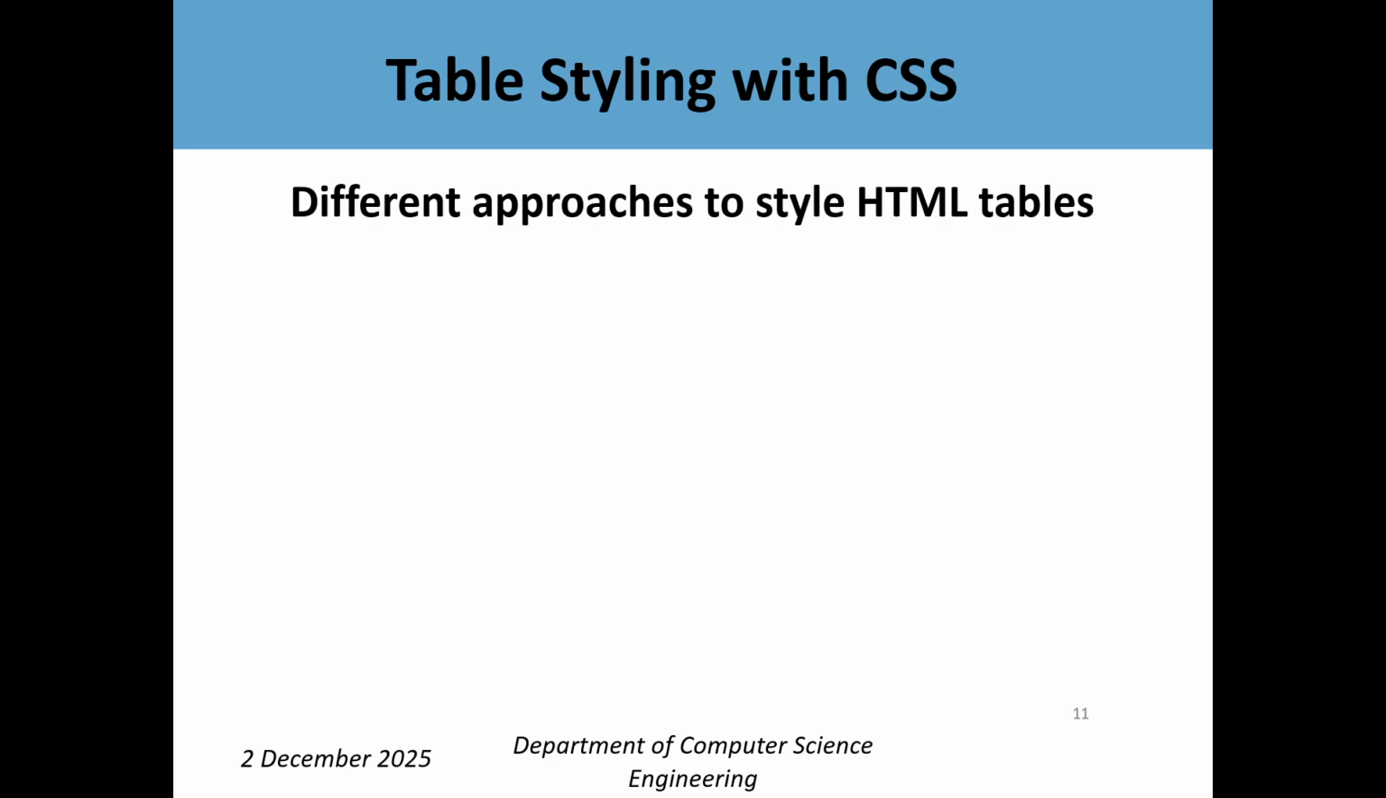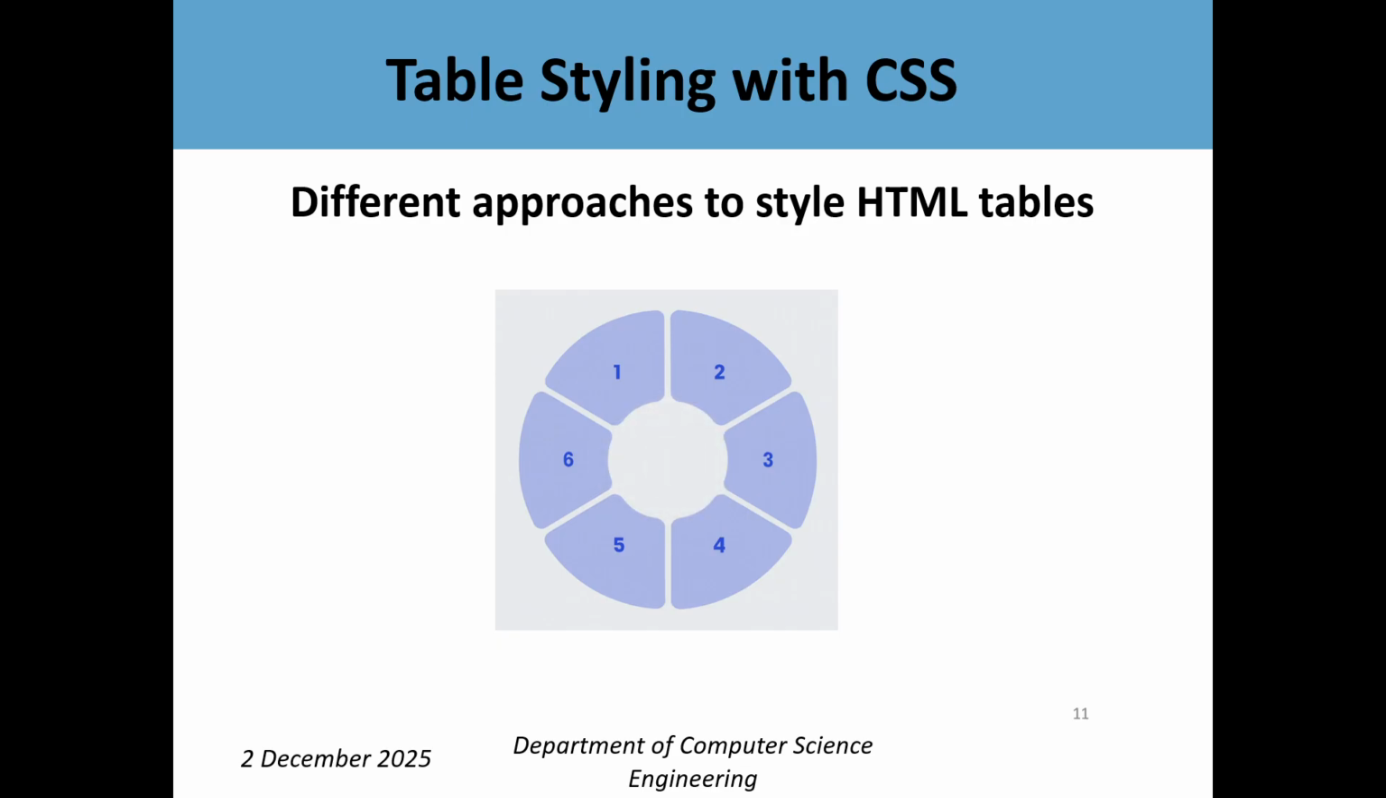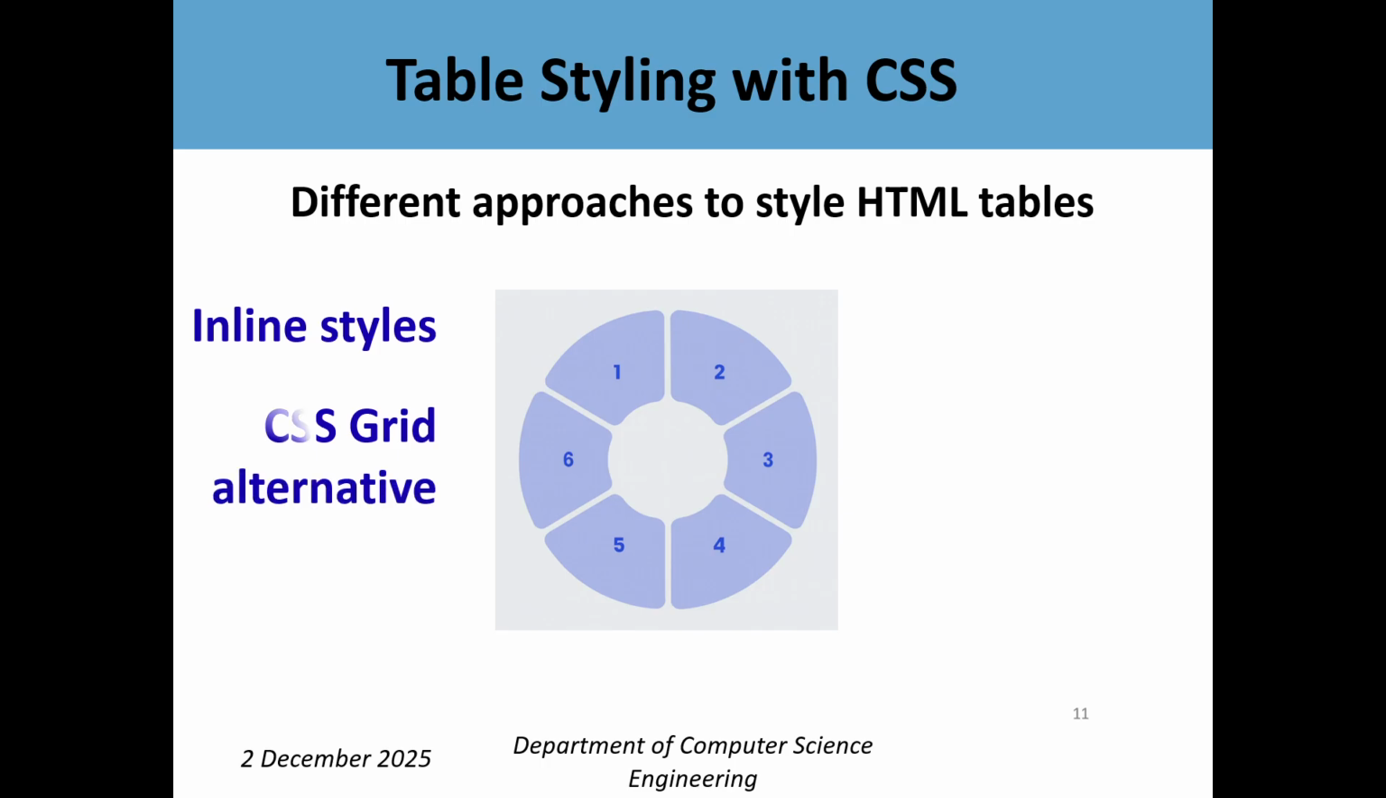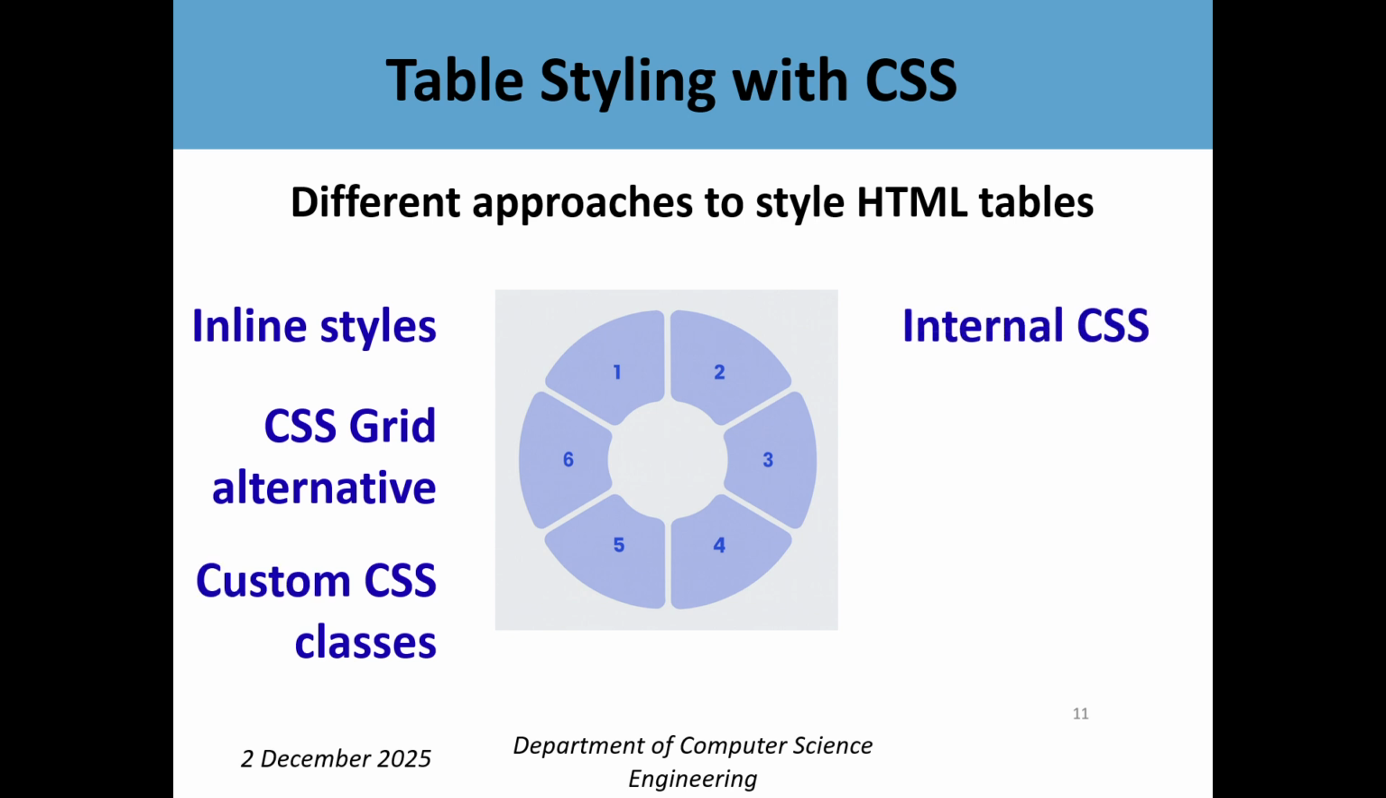Table style. There are three ways to apply style on the table. Inline CSS is used inside the table tag. Internal CSS is written in the style section and external CSS is written in a separate file. Among them, external CSS is the best because it keeps the HTML file clean. Professionally, websites mostly use external CSS.